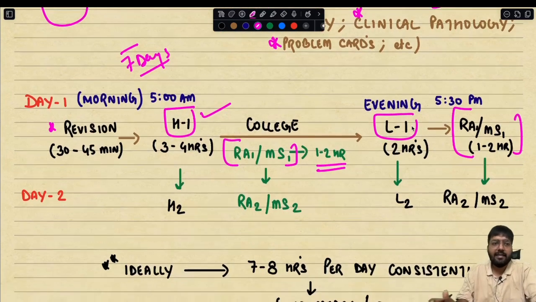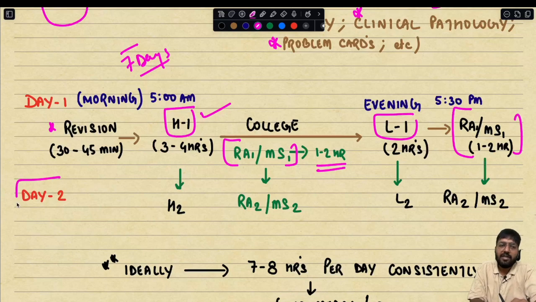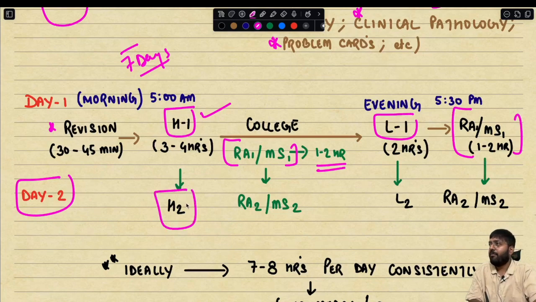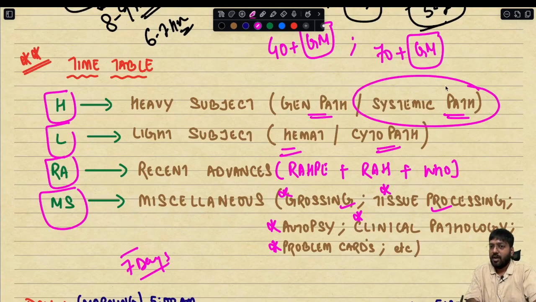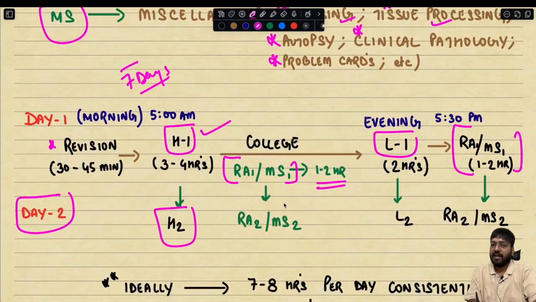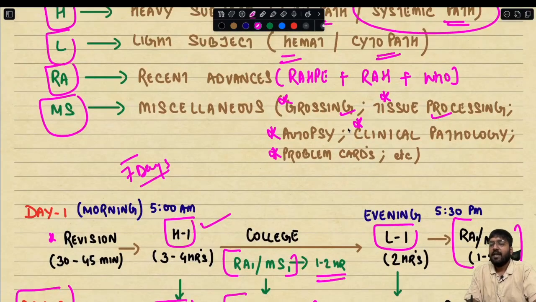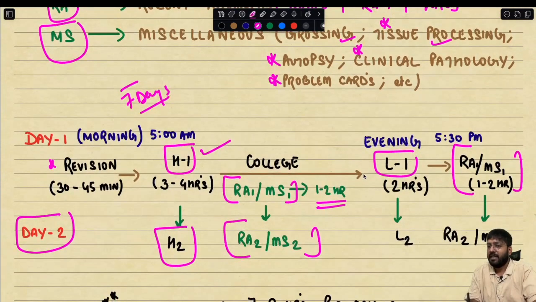The second thing: suppose this is day 1, Monday, and day 2 is the same. On Tuesday, I will again start with revision, but today I will not read general path. I will read systemic path, the other heavy subject, and I read certain questions from systemic path. Again I went to college, but today I read some other topics. Instead of reading this, I read some problem cards or clinical pathology, something like that.